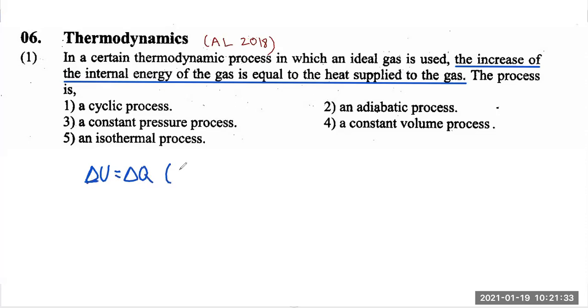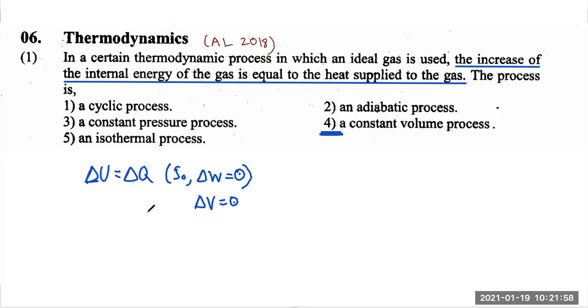So what is the conclusion? Delta W has to be zero. If you want delta W to be zero, who should be zero? Delta V must be zero. So it is a constant volume process. That's it. Very easy. The fourth one is the answer for this question. Very straightforward.